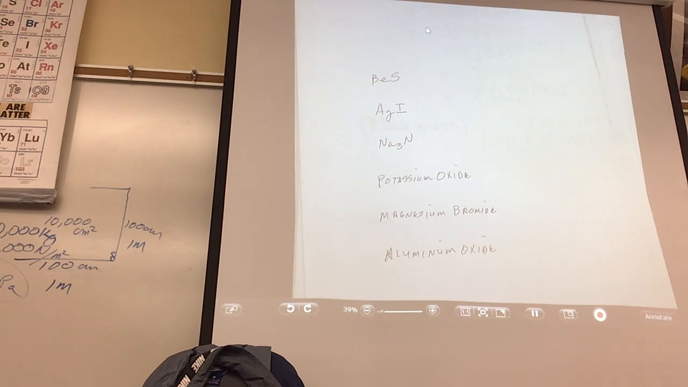So see the ones at the top, let's just name them. So what would B, E, S be? Okay, you notice that this is two elements, and it's a metal. All binary compounds have the ending I-D-E. So don't say beryllium sulfur. Say beryllium sulfide.